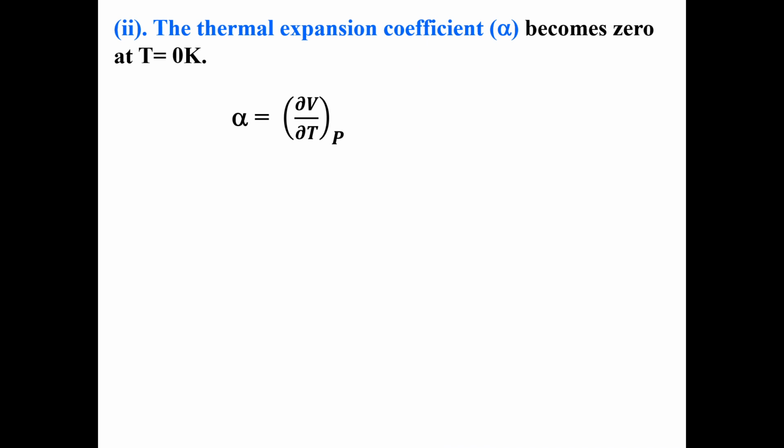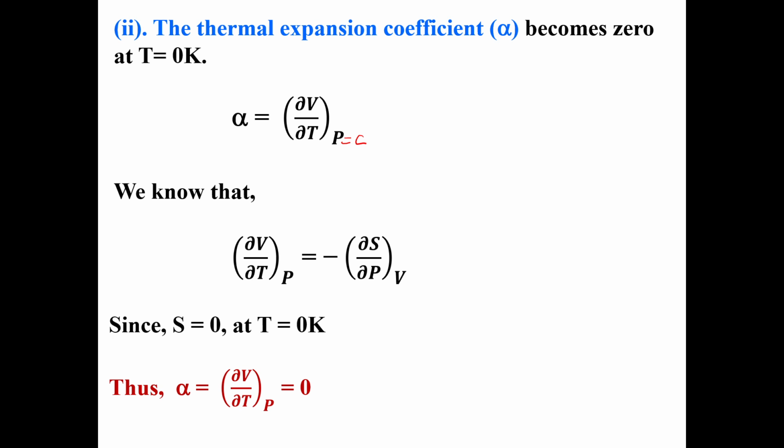Number 2, thermal expansion coefficient, which is represented by alpha. This also becomes 0 at 0 Kelvin. This is defined as alpha equal to the variation of volume with temperature at constant pressure. This is the mathematical definition of thermal expansion coefficient. Now we will prove how it becomes 0 at 0 Kelvin.